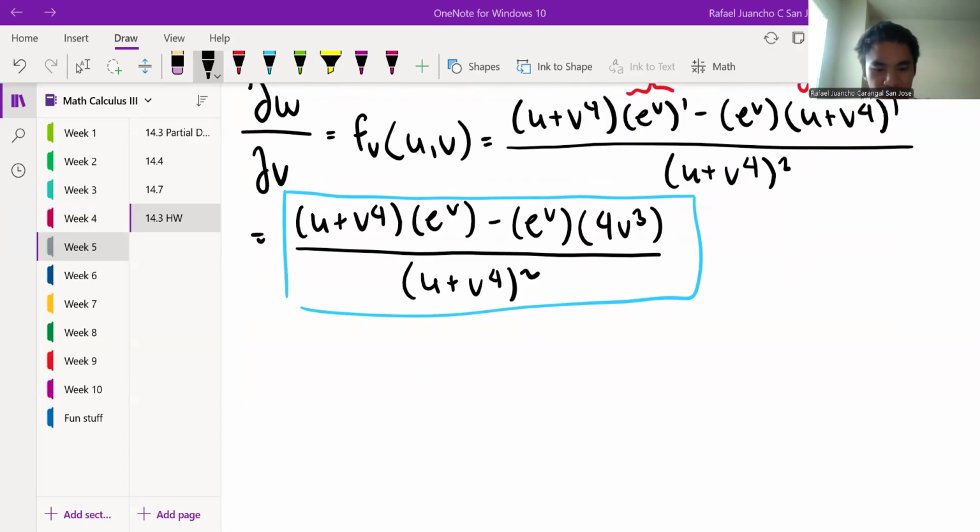Okay, so we have u plus v to the fourth, e to the v. The derivative of e to the v is the same, assuming that v is a variable and not a constant. You're just copying everything that I just wrote. I'm just plugging it in. V plus v to the fourth to the power of 2. Let me hit submit, see what happens. Then we're going to proceed to our last item after.